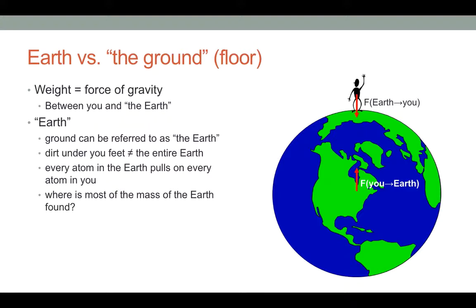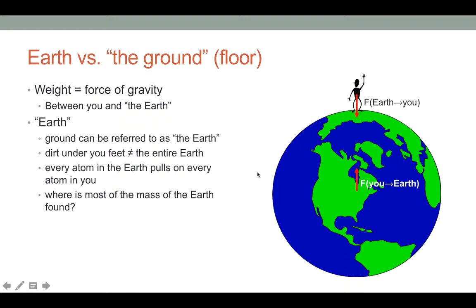Now we're going to consider gravity. Weight is the force between you and the Earth, and it's the entire Earth pulling on you. Even though we often refer to the ground under your feet as you standing on the Earth, that's not what we mean here. Here we mean every single atom of the entire Earth pulling on every single atom of you. That's what constitutes this force right here. It's not just the ground under your feet, it's the entire Earth.